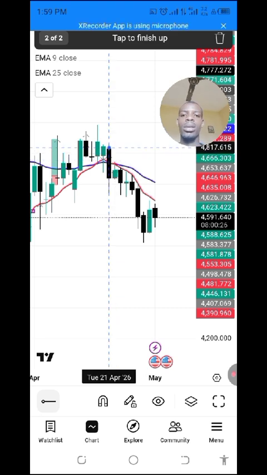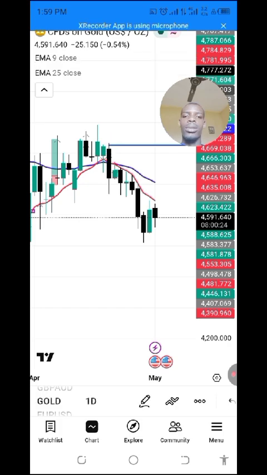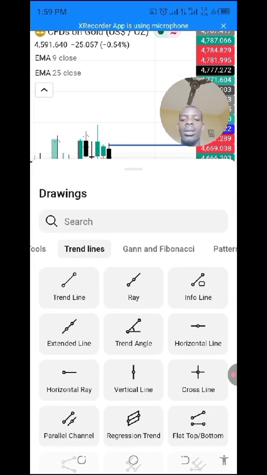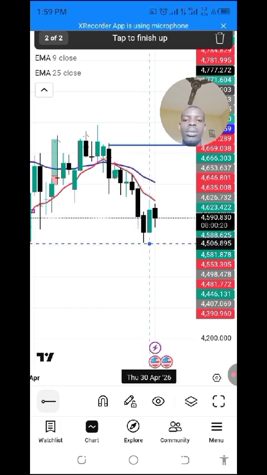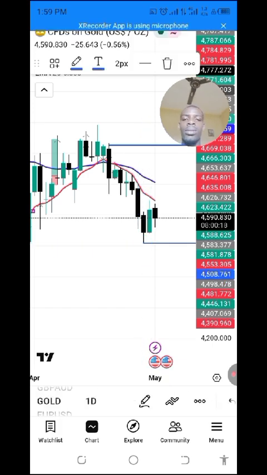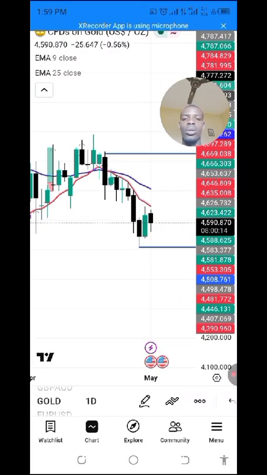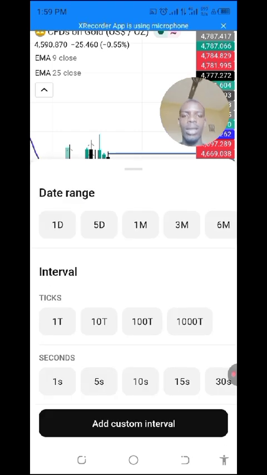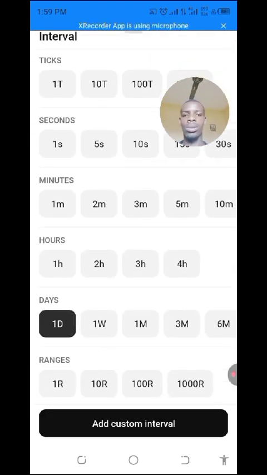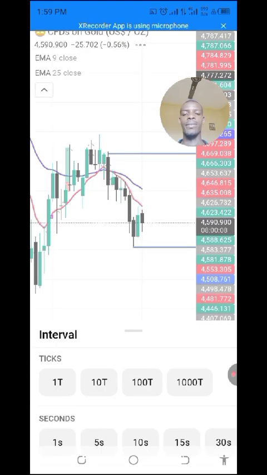This is where the market started coming down. So mark the high, then we mark the low. This is the low. So after marking the high and the low of the daily time frame, you need to just go down to the four-hour time frame.